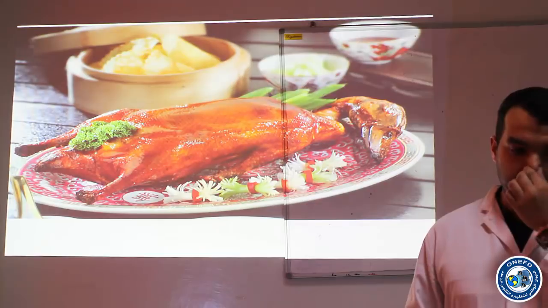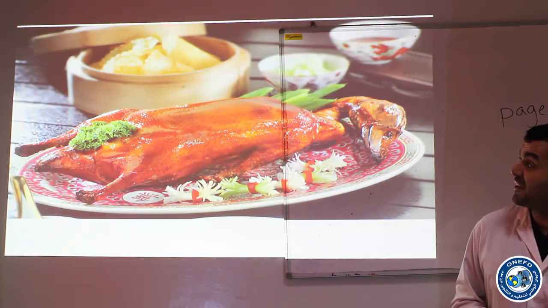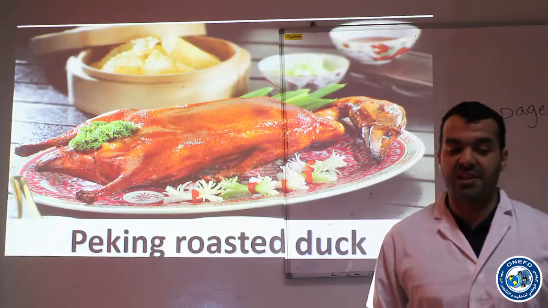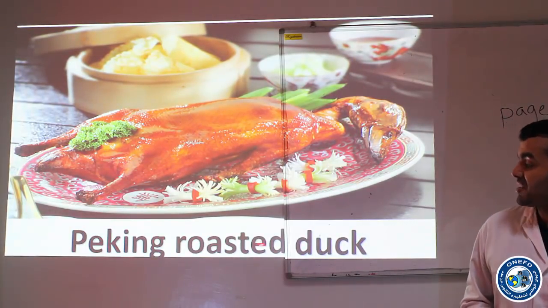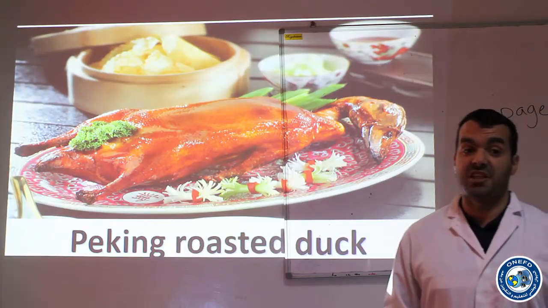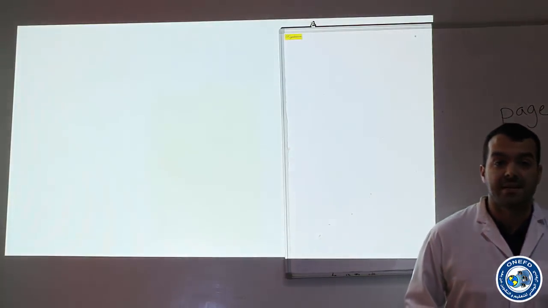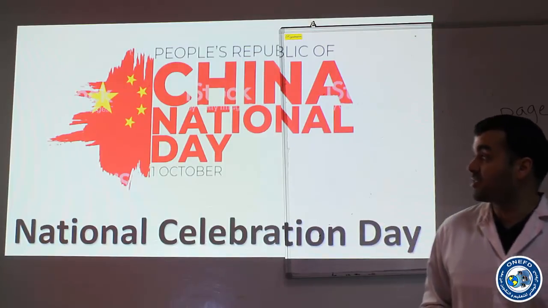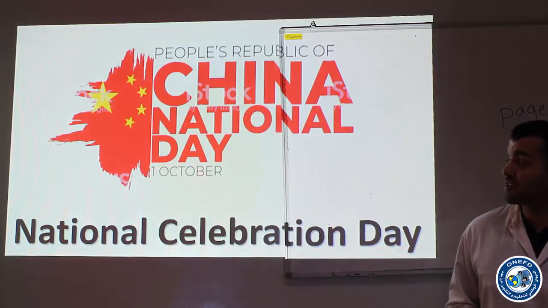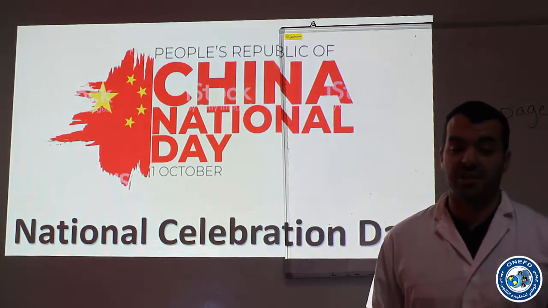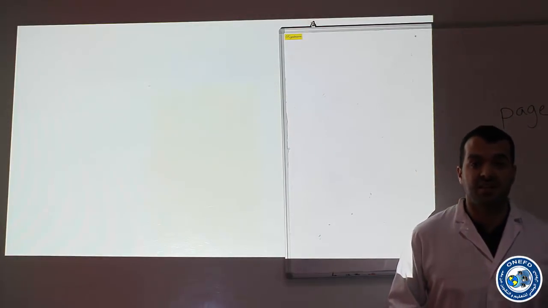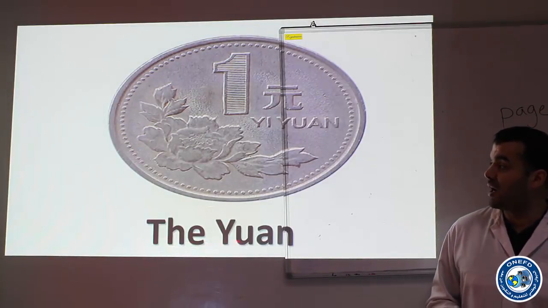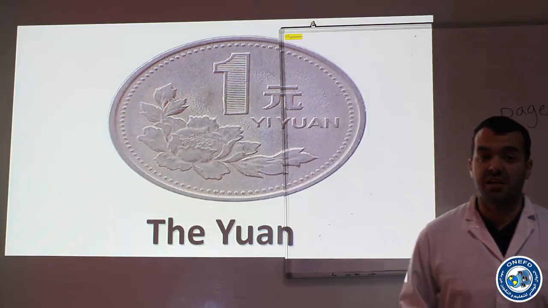Now let's see its national dish. This is duck. We call it Peking roasted duck. Peking roasted duck is the national dish of China. Now, the national celebration day in China is also the 1st of October. Now, what is the currency of China? The currency of China is the yuan. The national currency of China is the yuan.